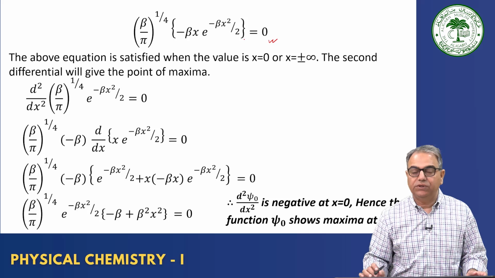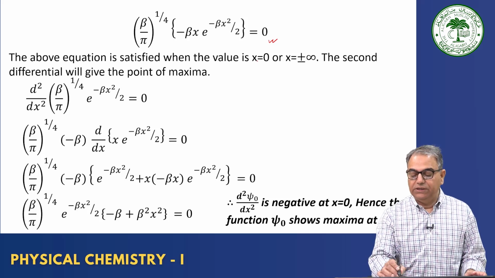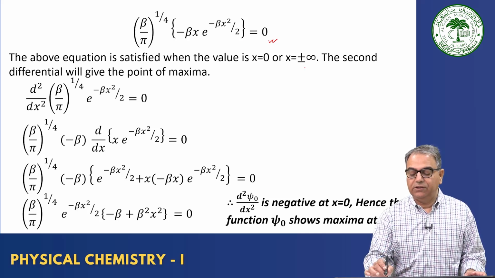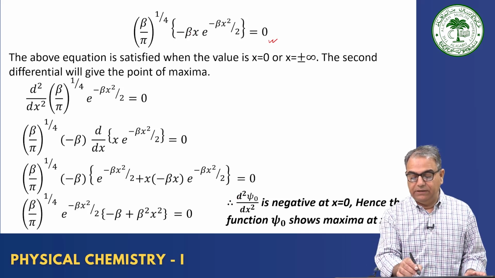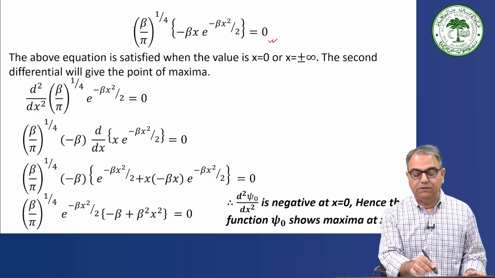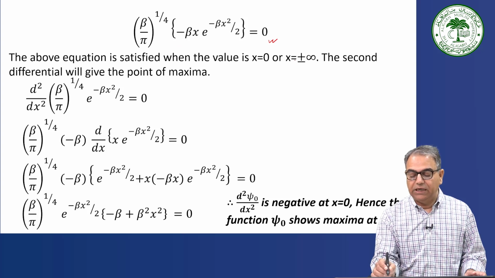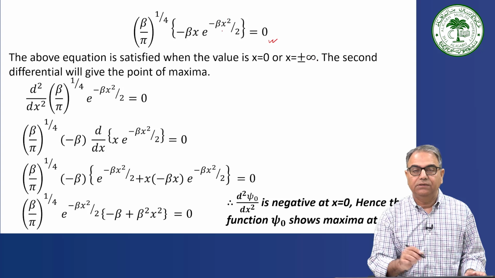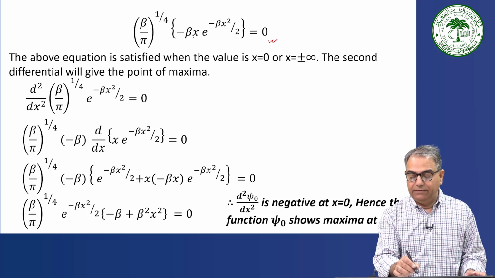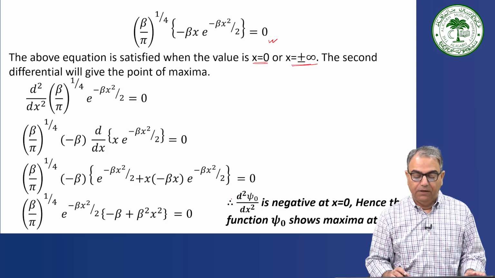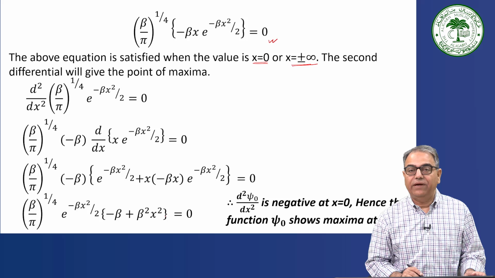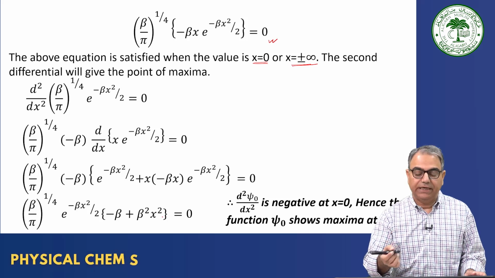And we say that the above equation is satisfied when x is equal to 0 or x is equal to plus or minus infinity. It means that if you put x equal to 0, the left-hand side will be 0, and if you put x equal to plus or minus infinity, then the exponential term will become 0. So this equation is satisfied only when x is equal to 0 or x is plus or minus infinity.